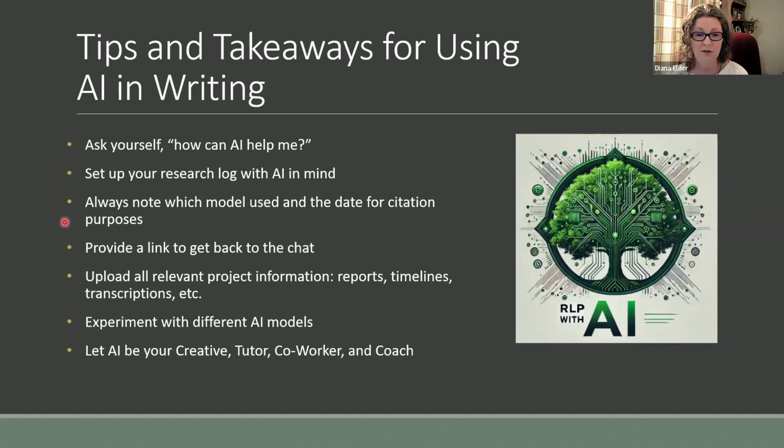Always note which model you're using and the date for citation purposes, and provide a link to get back to the chat. That can all go within your research log. Then you can upload all your relevant project information, reports, timelines, transcriptions, and so forth, and then really experiment with different AI models. There are a lot of things out there, and of course, it changes so rapidly. So you may get comfortable with one model and then it will change and something else will come out. But the more you get used to it, the easier it will be to transfer to the latest and greatest because you'll already have a feeling for how to work with AI.